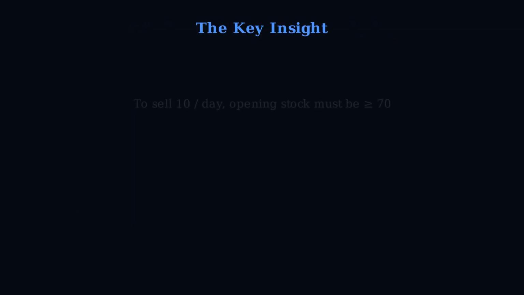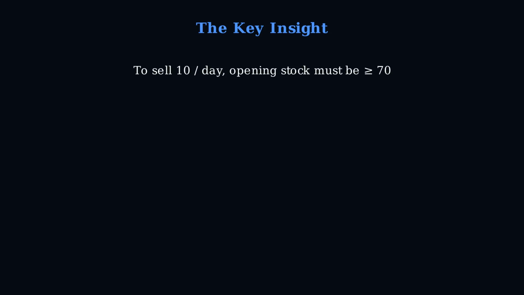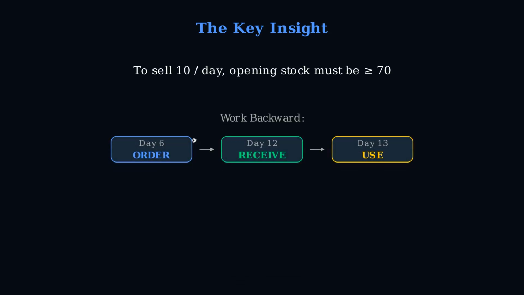Here's the key insight. To keep selling 10 units per day, our opening stock must always be 70 or above. That means by day 13, we need fresh stock in hand. Let's work backward. We need stock on day 13. Since lead time is 6 days, we must order on day 6. The stock arrives on day 12 and is ready for day 13. That's the timeline: order day 6, receive day 12, use day 13.